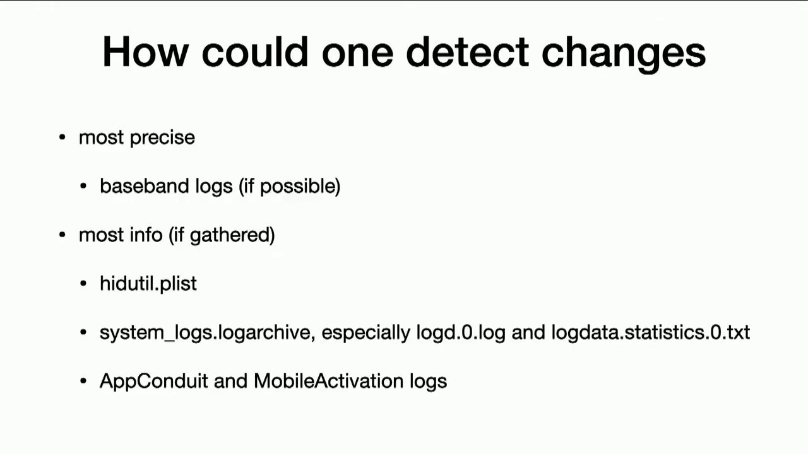So to conclude, how could you detect time changes? The most precise one is the baseband log, if possible, but the most info you get through the hit util plist, the system log archive, especially the log daemon logs and the log data statistics log. But there are also some useful entries in app conduit and mobile activation logs.